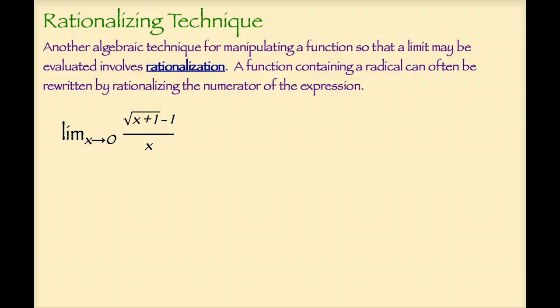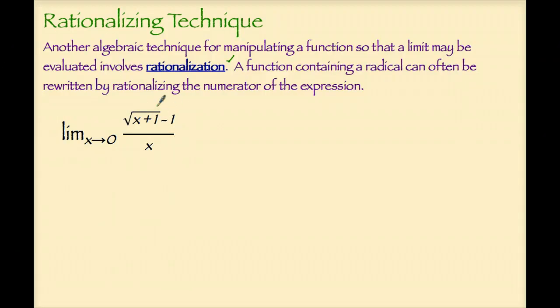Another algebraic technique for manipulating a function so that a limit may be evaluated involves rationalization. A function containing a radical can often be rewritten by rationalizing the numerator of the expression. The idea here with these two techniques, dividing out and the rationalization technique, is to rewrite a function in which direct substitution cannot be used. If we cannot directly substitute, we want to try to algebraically manipulate the function into a different looking function, a different form, one in which direct substitution can be used. And that's what these two techniques are used for.